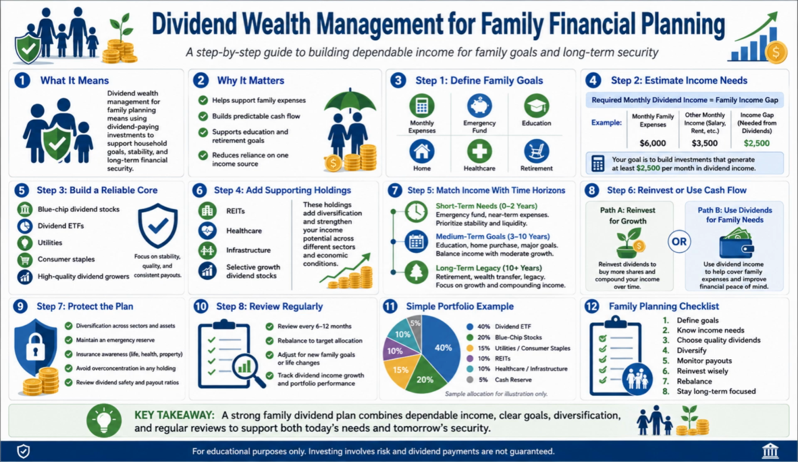Then, the third step is to build a reliable core portfolio. This core may include blue-chip dividend stocks, dividend ETFs, utilities, consumer staples, and high-quality dividend growth companies. Because these types of holdings are usually chosen for stability and consistency, they can create a dependable base for the family income plan.